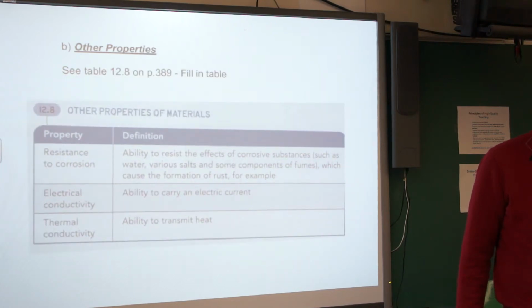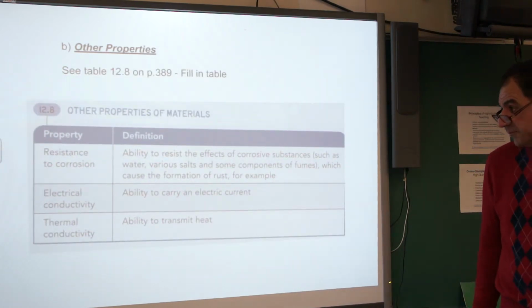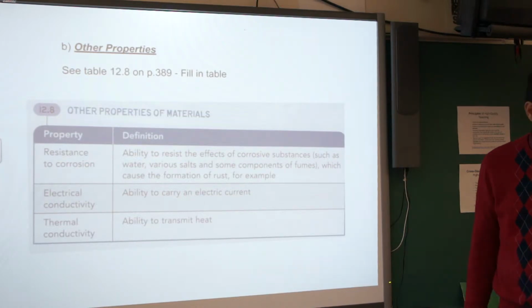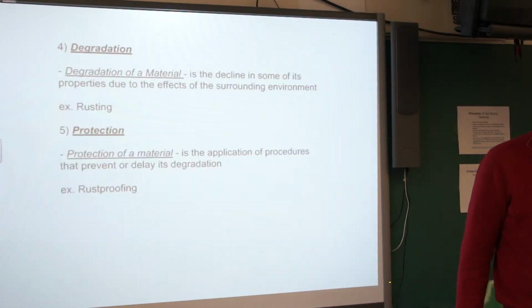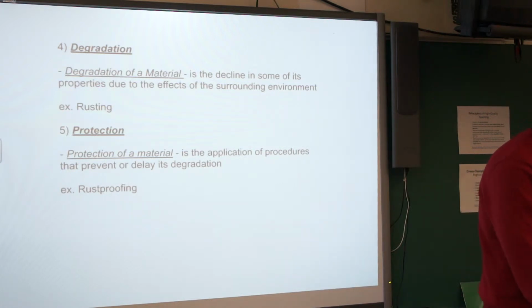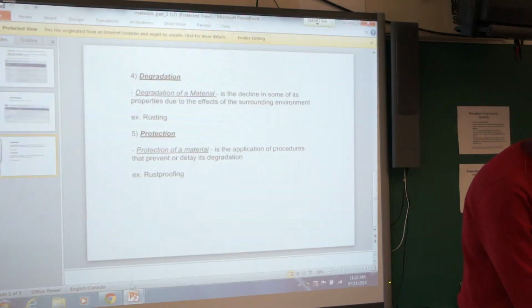Other properties to consider are resistance to corrosion, as well as electrical conductivity and thermal conductivity. Degradation of material is a decline in some of its properties due to the effects of the surrounding environment, such as rusting, while protection is the application of procedures that prevent or delay its degradation, such as rust proofing.